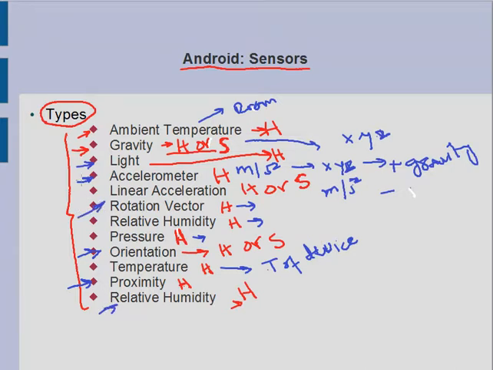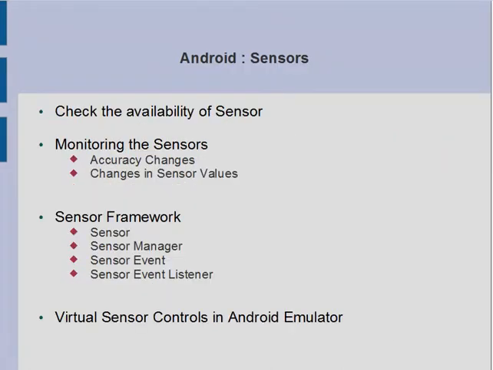So this is a bit of description of the tiny sensors that we have on our Android phones. So as said, some companies will provide some of them, some will provide all of them, and some will provide some extra sensors. So there is no limitation, there is no set rule that what kind of sensors you will have on your Android device. So that's why now we come to our next slide.